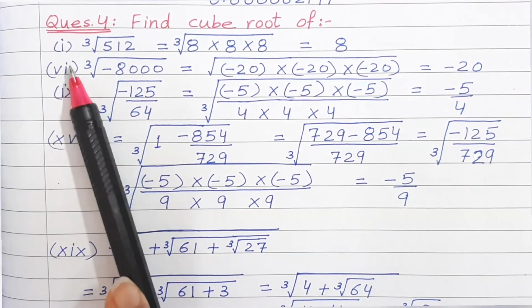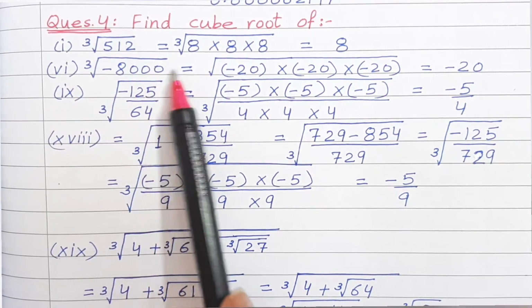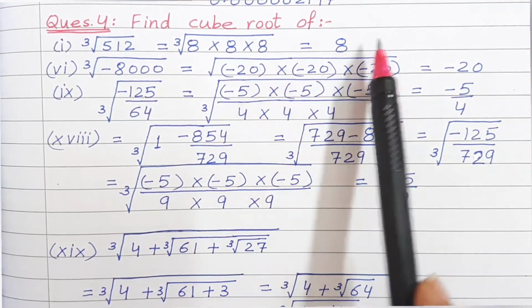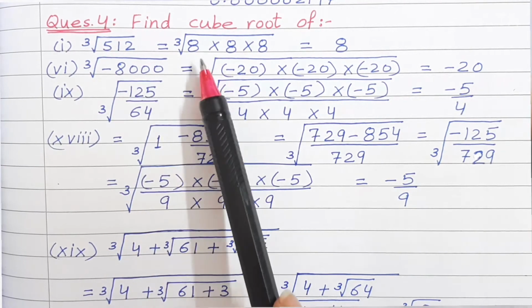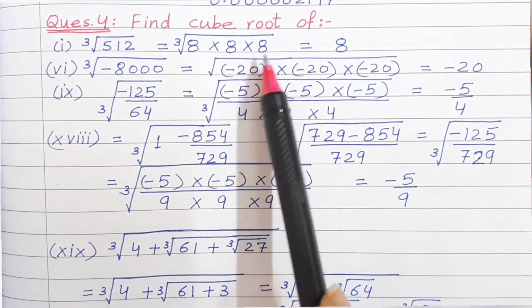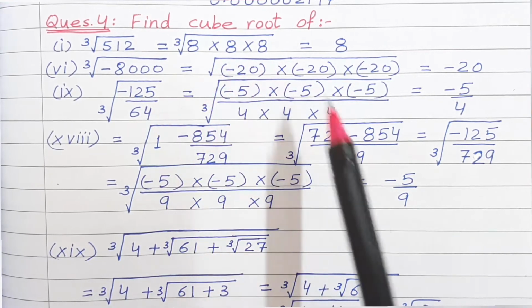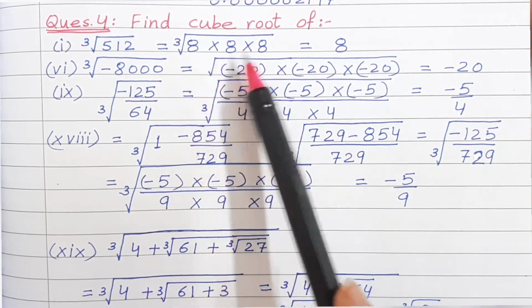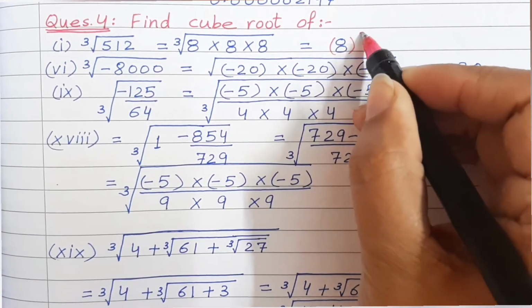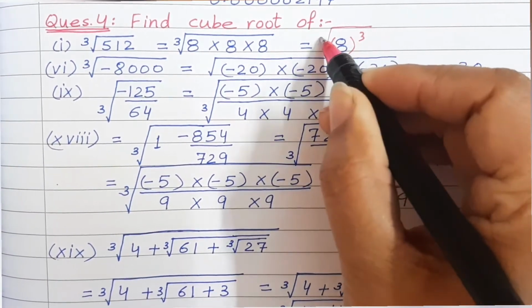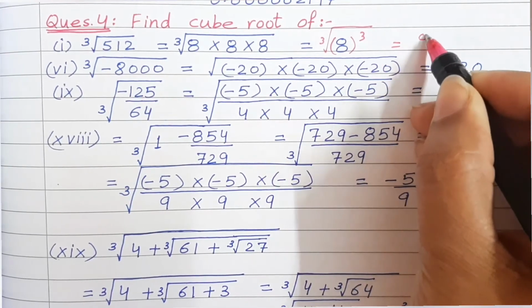Now next is question number 4. Find cube root of 512. Now cube root of 512 is 8 multiplied by 8 multiplied by 8. That is now 8 cube, which is under cube root. So the answer you can write as 8.